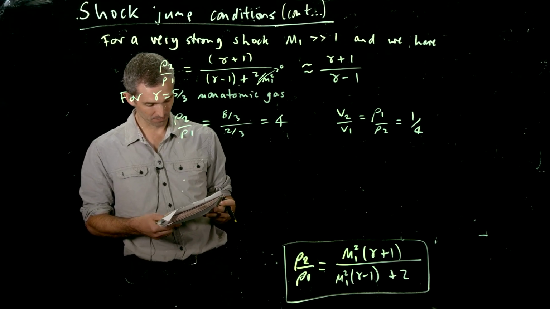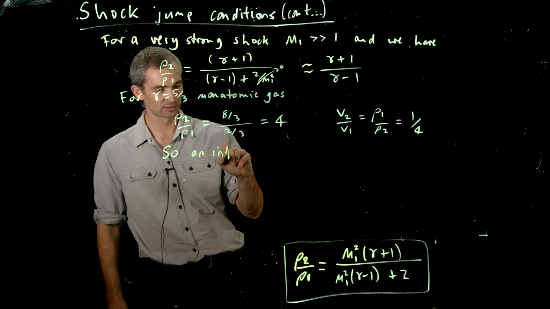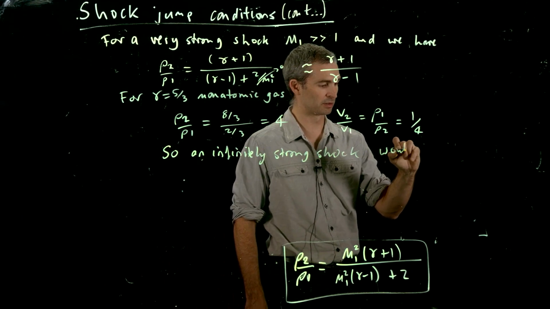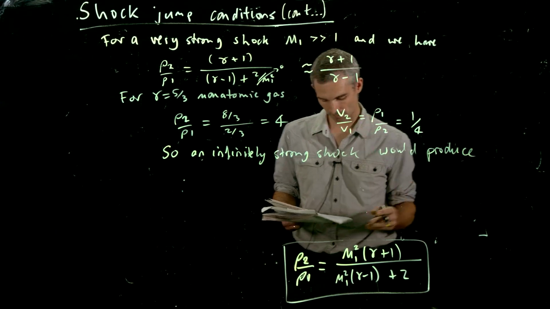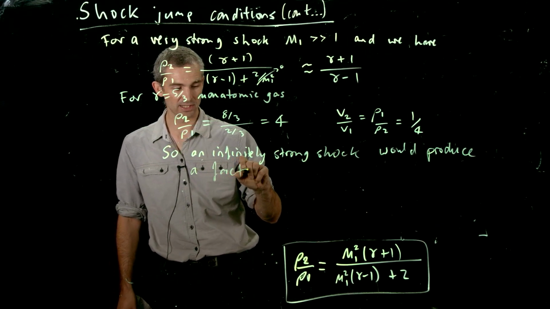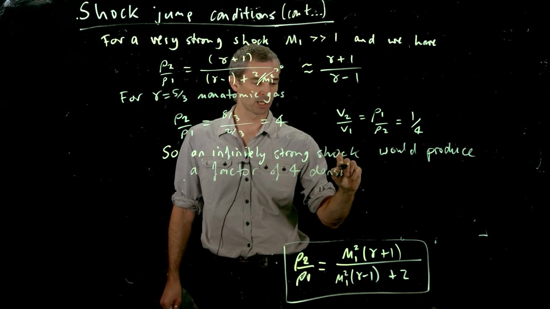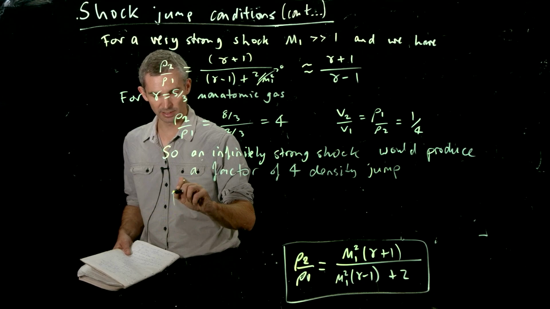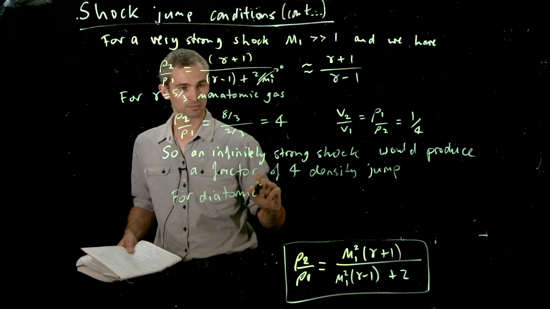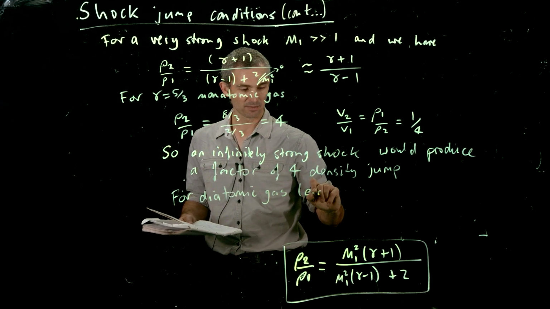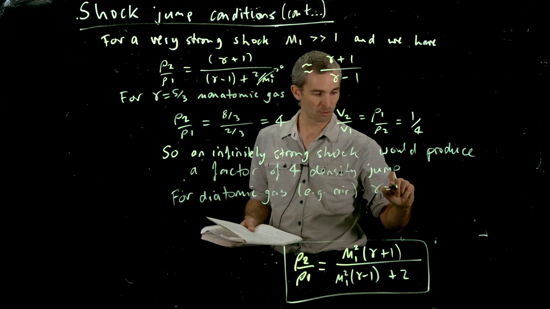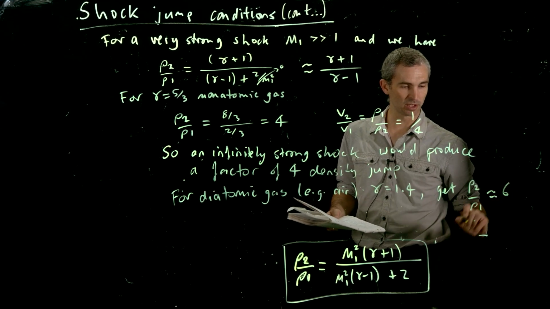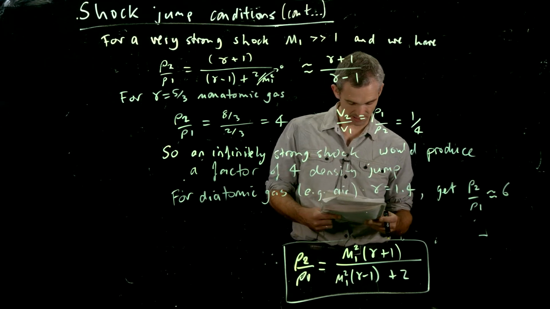All right, so an infinitely strong shock would produce a factor of 4 density jump. Now this is in a monatomic gas, so for example molecular hydrogen is a monatomic gas, but air is mostly nitrogen, so for a diatomic gas, for example air, then gamma is 1.4, and so you would get that the rho 2 on rho 1 for an infinitely strong shock would be 6. So the maximum density contrast you can get from a shock in air would be 6.